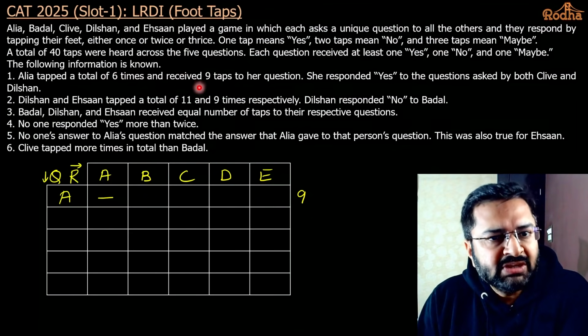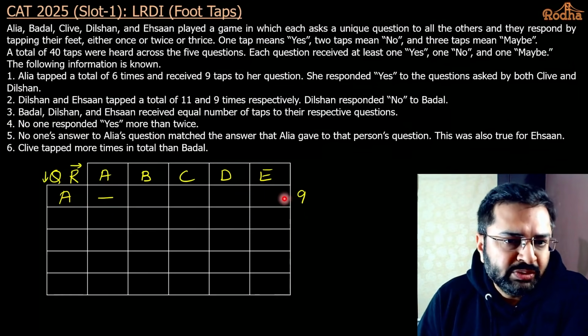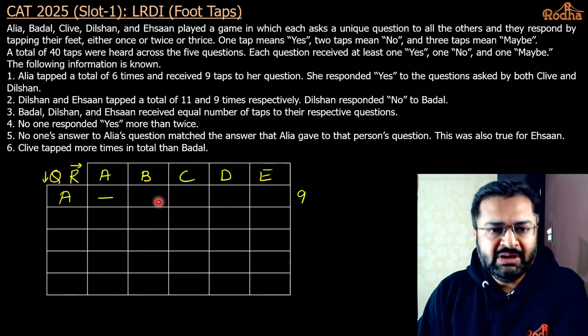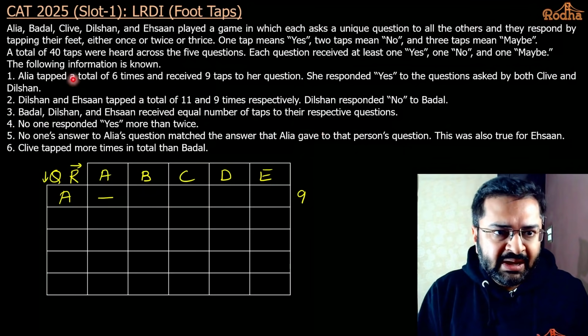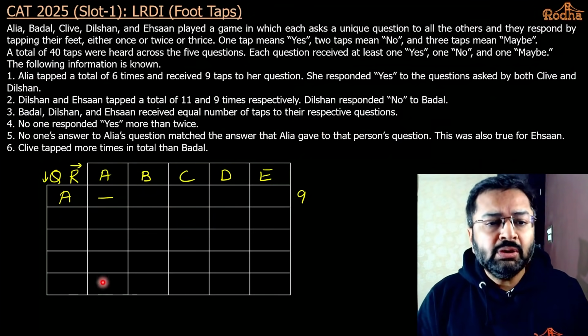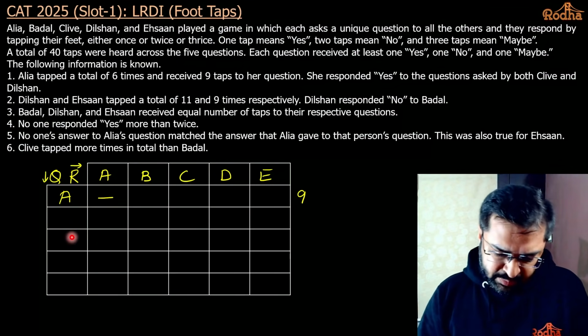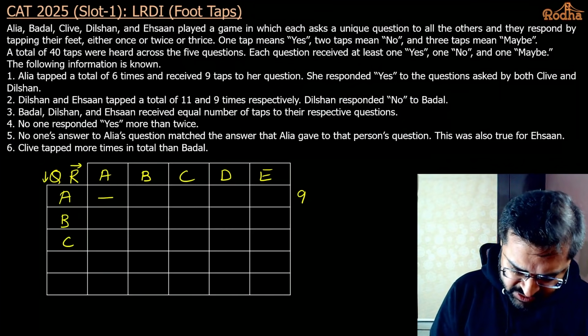And these responses that translate into taps would add up to 9, as is written here. Alia tapped a total of 6 times and received 9 taps to her question. So this row denotes Alia's questions. Responses given by B, C, D, E, when translated into taps, would add up to 9. So that is the exact meaning. And it says Alia tapped a total of 6 times. Now this column would denote Alia's responses. So these are all the responses. So I can just complete this table and I'll put it like this. Now this is self-explanatory.